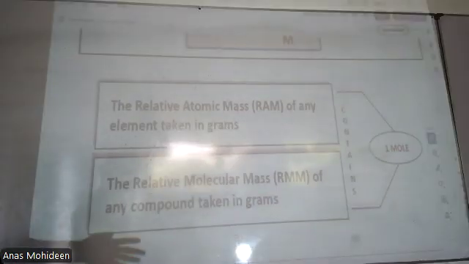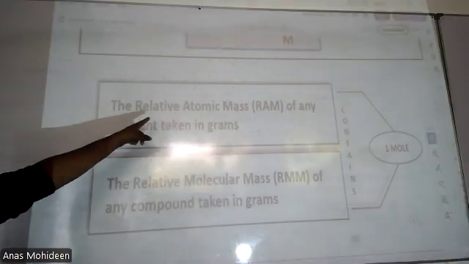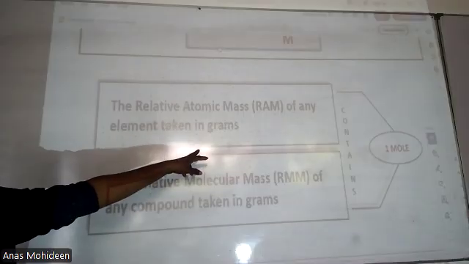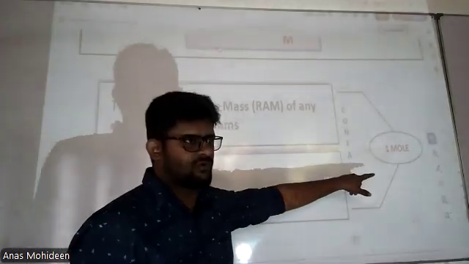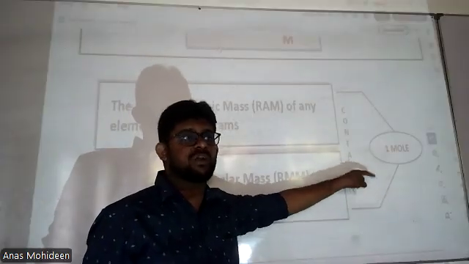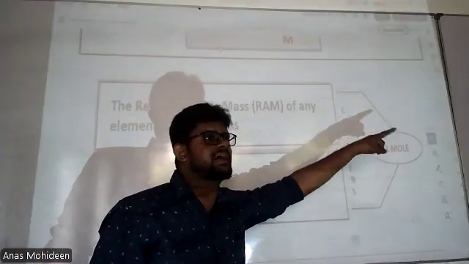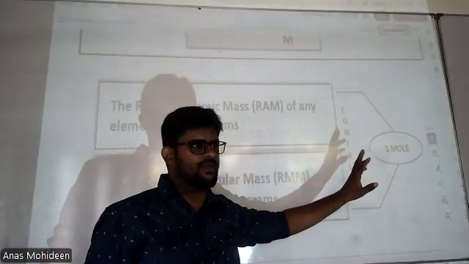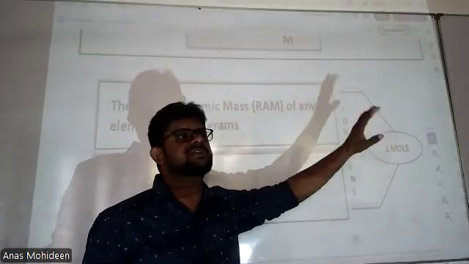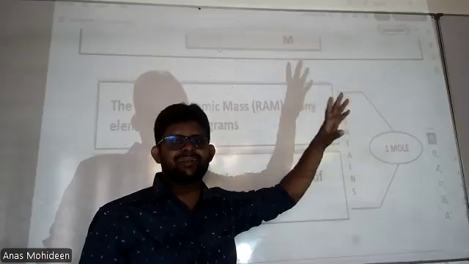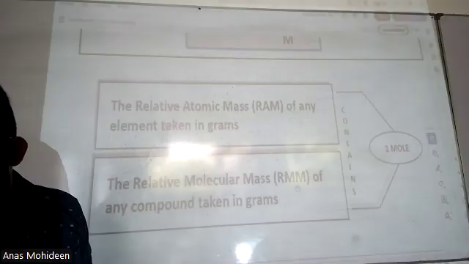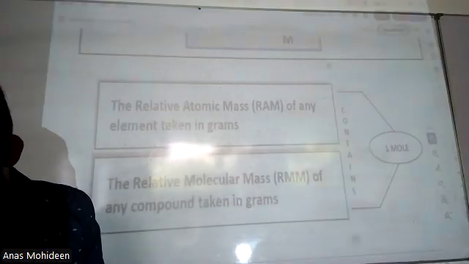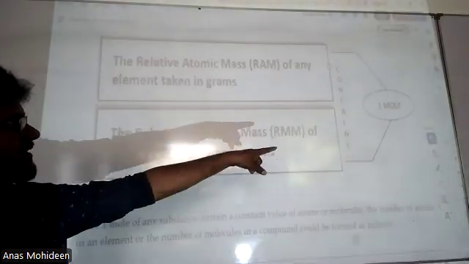Now you see, this one we learned already. Relative atomic mass of any element taken in grams, molecular mass of any compound taken in grams contain 1 mole. And how many particles does 1 mole contain? Avogadro's constant, 6.022 times 10 to the power 23 atoms or molecules. Right? Fine. Please write that down: 1 mole.